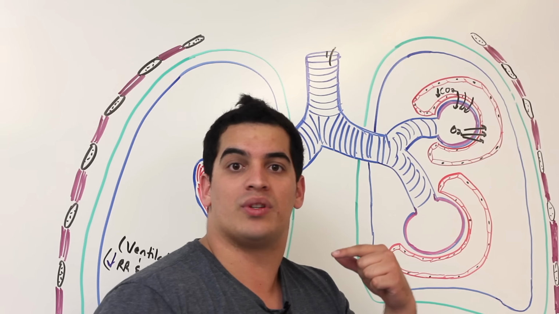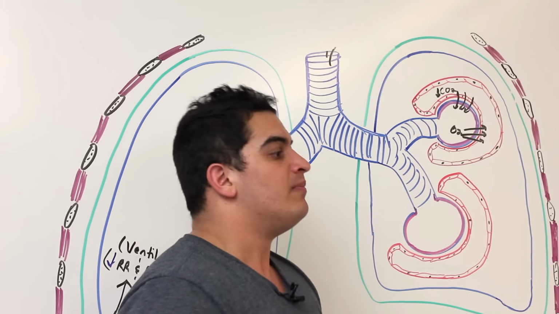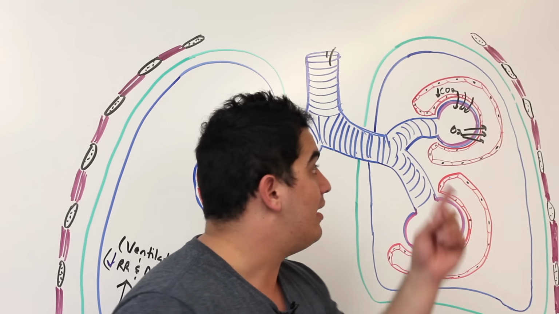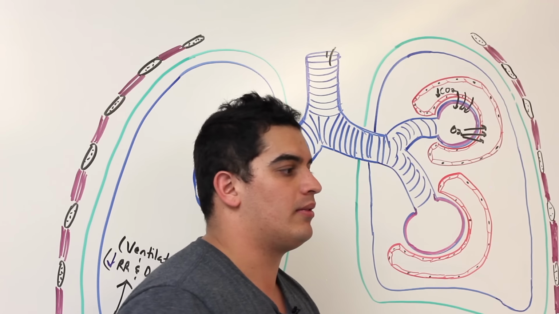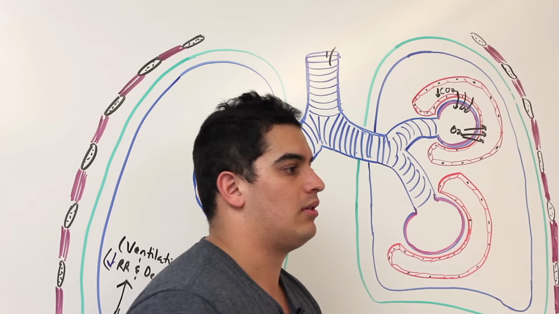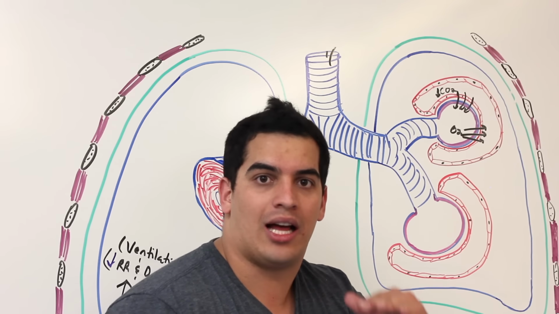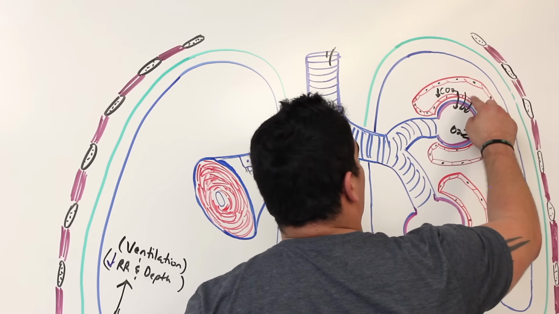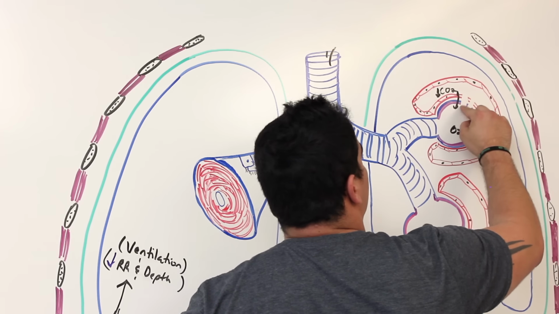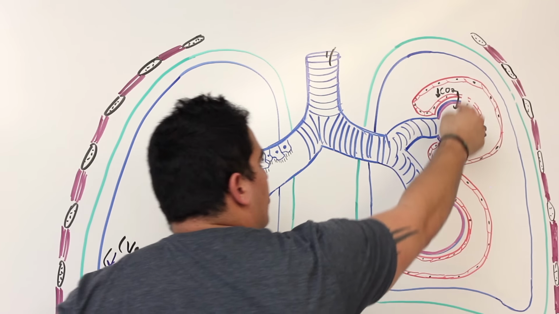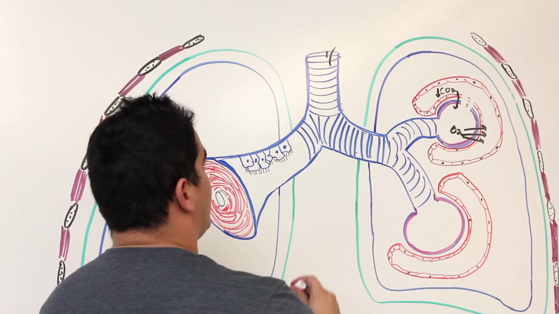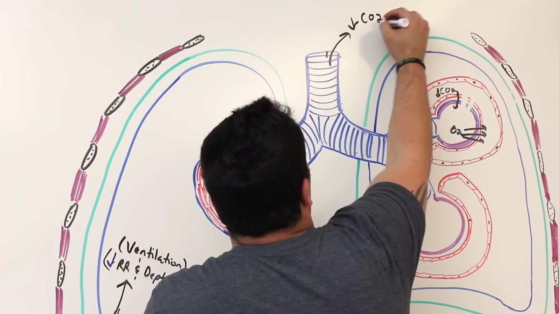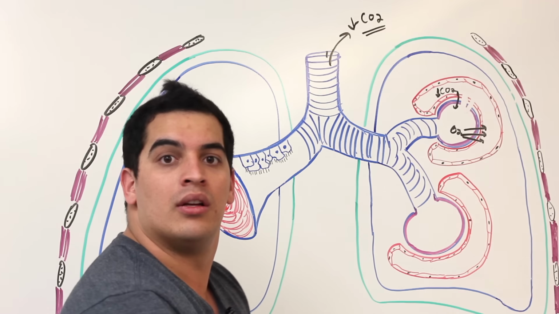Whereas before, when it was high CO2, there was an increase in the respiration rate and the respiration depth. Now there's going to be a decrease, so it's going to be very slow and shallow breathing. That means that very little CO2 is going to be moving across this respiratory membrane. If very little CO2 is moving across this membrane, what happens to the CO2 that's going to be exhaled? The CO2 that's exhaled is going to be a lot lower.